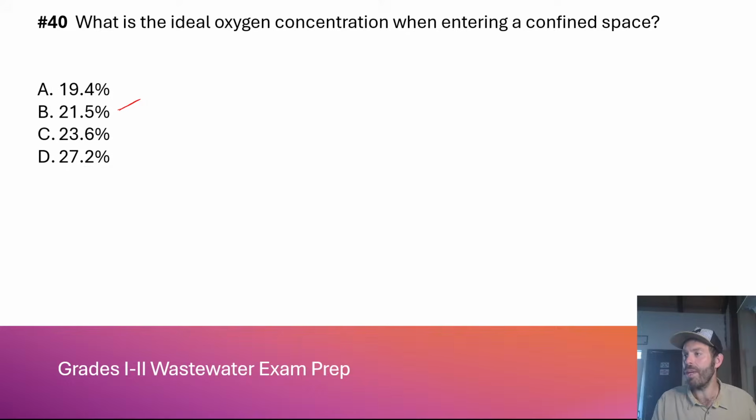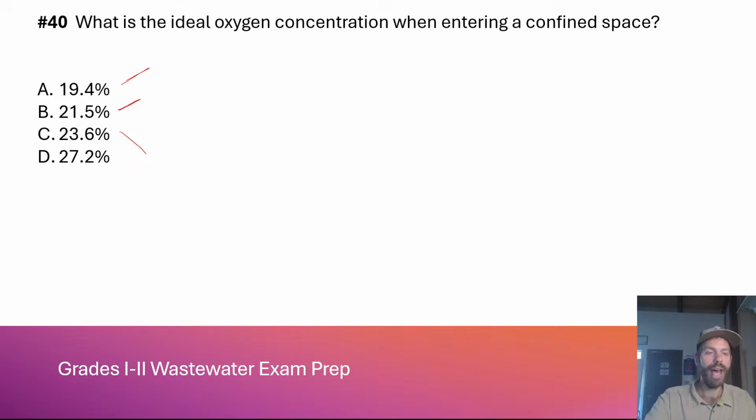19.5 to 23.5 is the range. So anything less than 19.5, so 19.4, would be oxygen deficient. Anything more than 23.5 is explosive. So you don't want oxygen saturation. Actually, if you've ever seen the signs, no smoking, oxygen in use in medical facilities, that's why, because it's explosive. 21.5% is your ideal oxygen concentration.